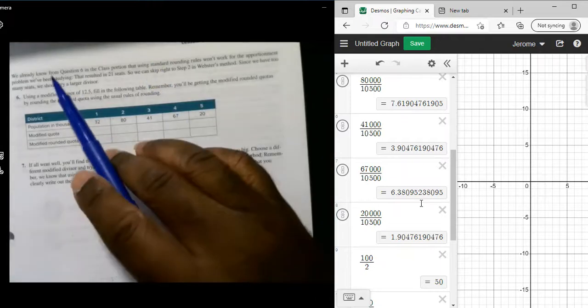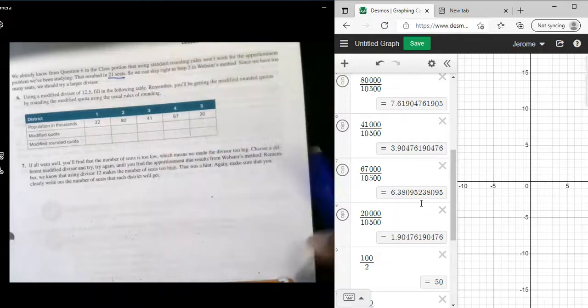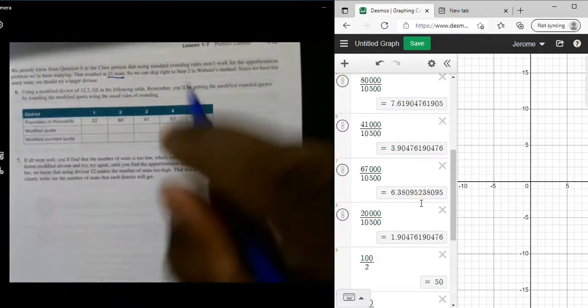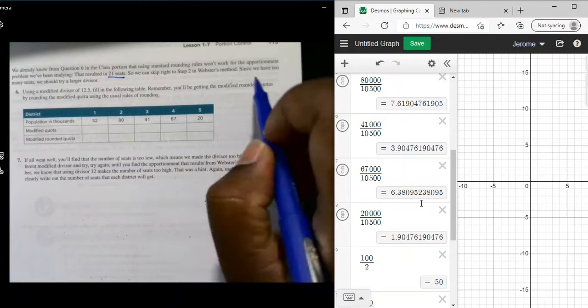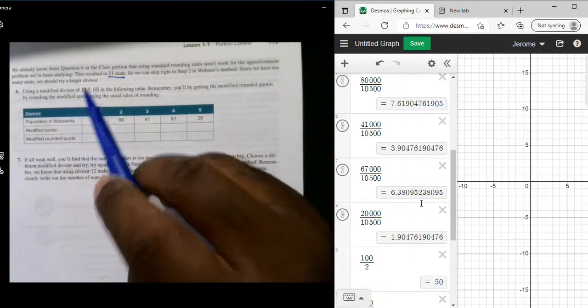First of all, we already know from question 6 in the class portion that using standard rounding rules won't work for the apportionment problem we've been studying. That resulted in 21 seats, so that means we had too many seats. So we could skip right to step 2 in Webster's method. Since we had too many seats, we should try a larger divisor.